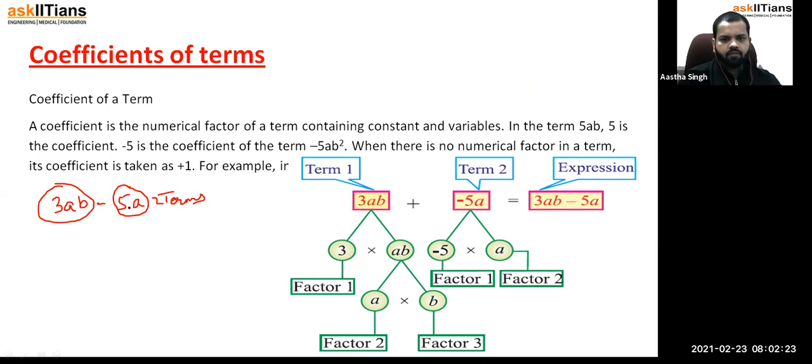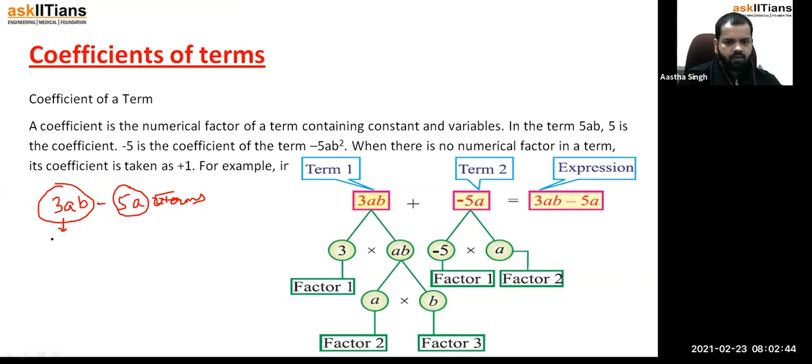Term 1 and term 2, right? Okay. So your 3ab is a term which has variable a and variable b, right? And the coefficient of ab is your 3. Got the point? This has basically factors, right?